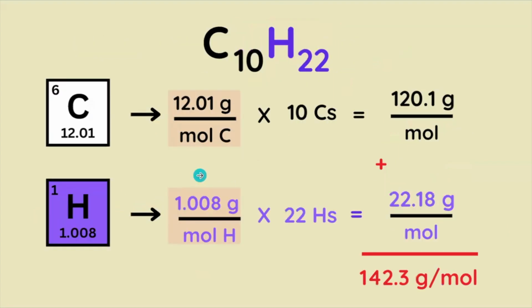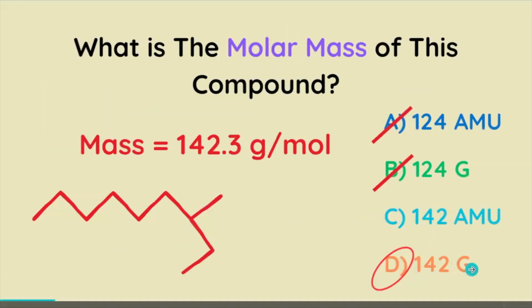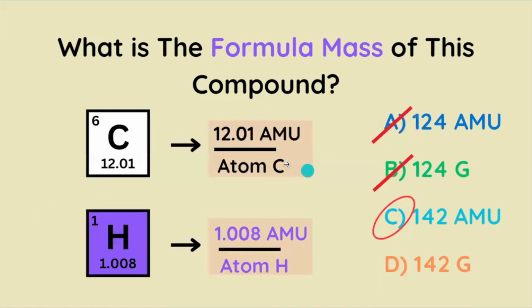That means that we're going to use the molar masses of each element, so it's going to be in units of grams per mole, so that carbon is going to contribute 120.1 grams and hydrogen 22.18 grams. Therefore, the correct answer is 142 grams per mole of this compound. Now, if we had to find the mass of a single molecule rather than a mole, then C would be the answer, because we would use the atomic masses of C and H respectively.